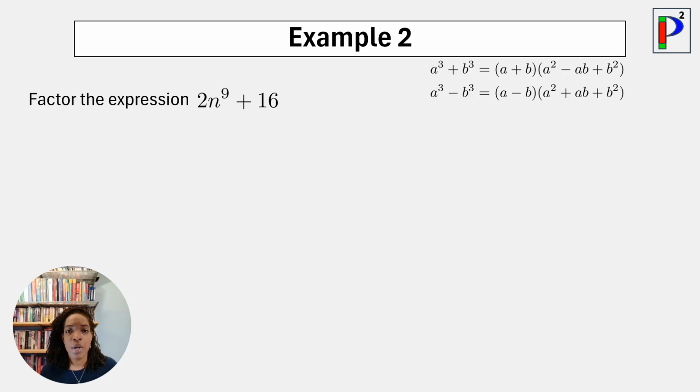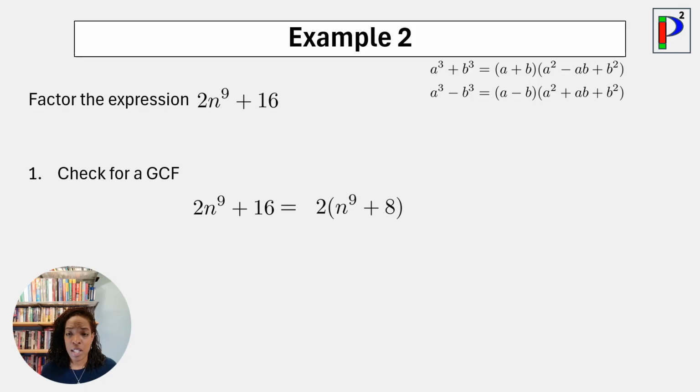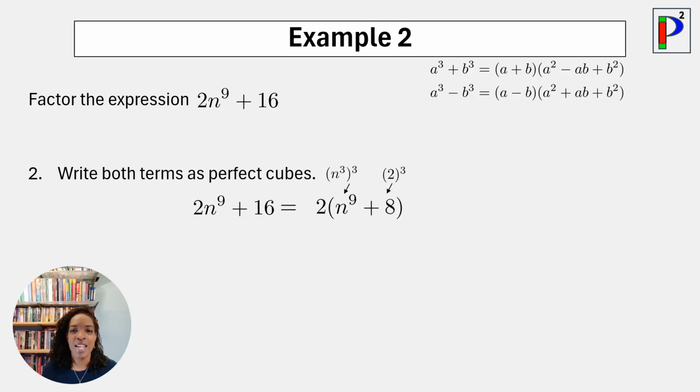Let's factor 2n to the 9th plus 16. First, I see a GCF of 2, so I'm going to factor that out. I'm going to quickly check my requirements in the parentheses. This is a binomial and a sum. It can be written as n cubed cubed and 2 cubed. So let's rewrite the expression in our parentheses.